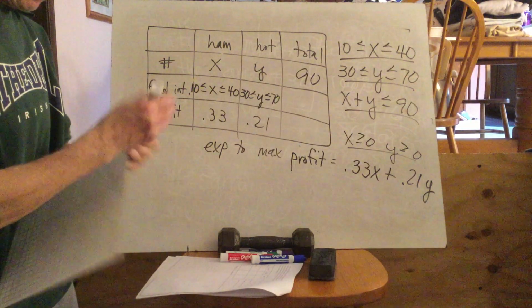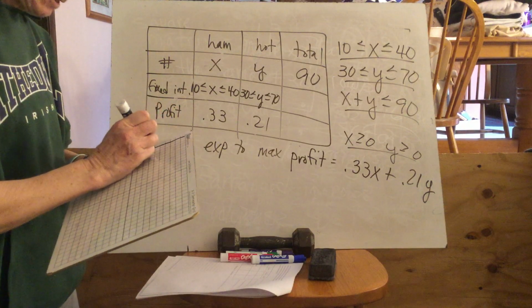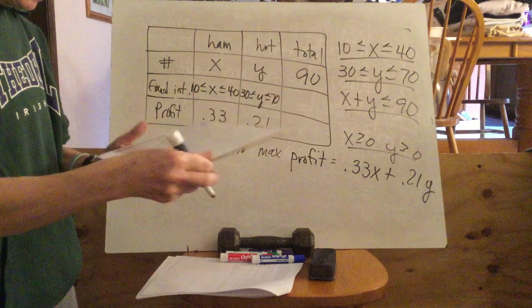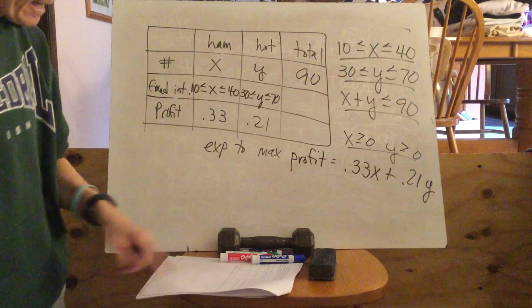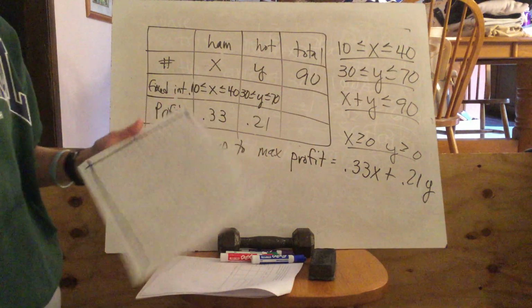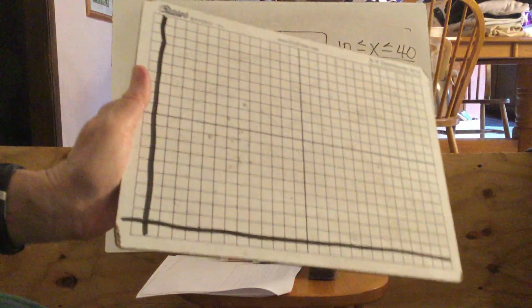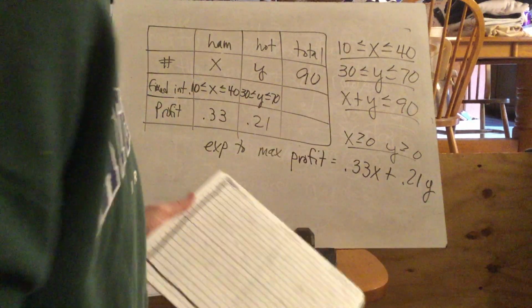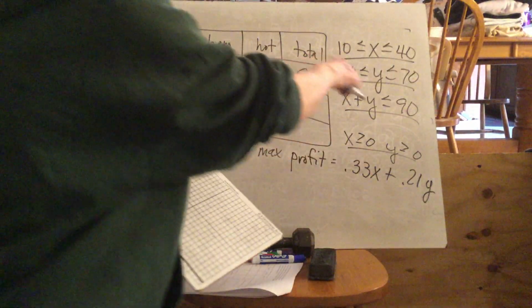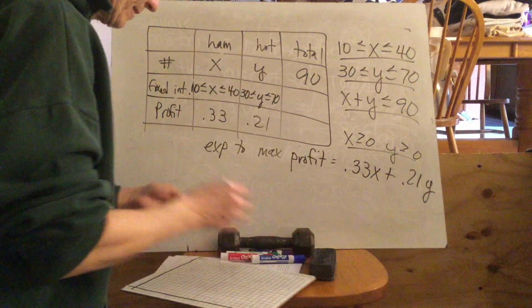Again, feel free to extend your graph if you wish. So if you want to extend the axes and make more boxes, that's perfectly okay. What I am going to do is use a scale of 10. And the reason I'm choosing 10 is because I'm seeing numbers like 90, 70, 30. So I'm going to use a scale of 10.